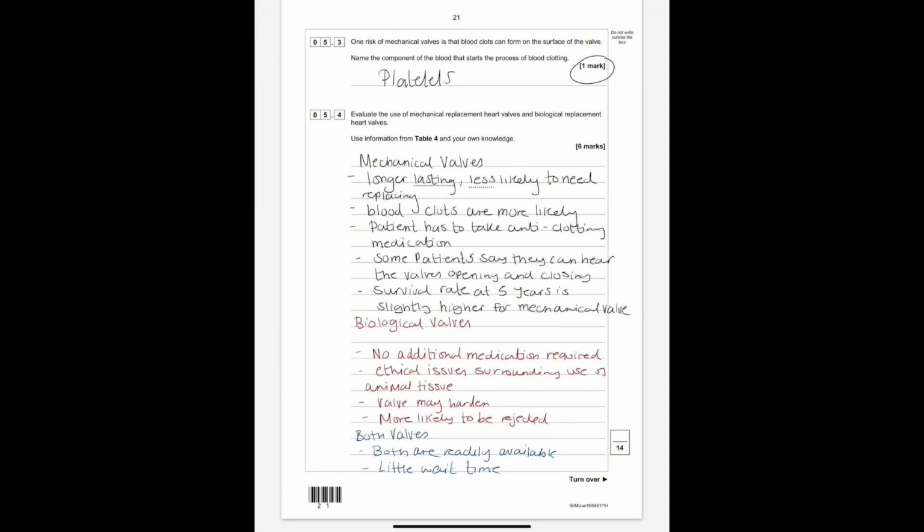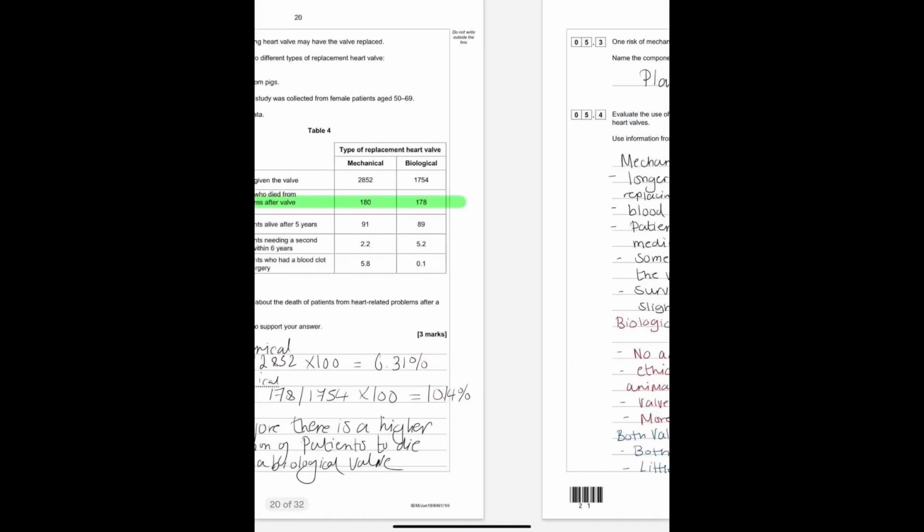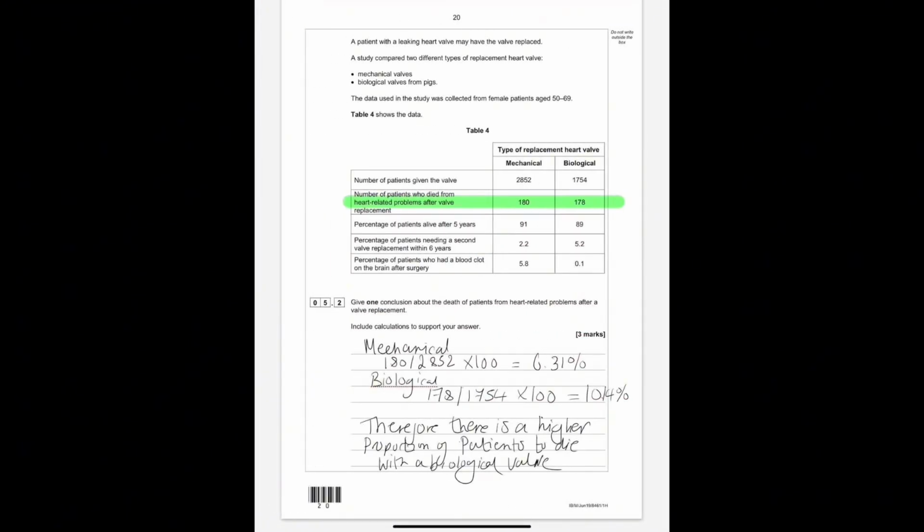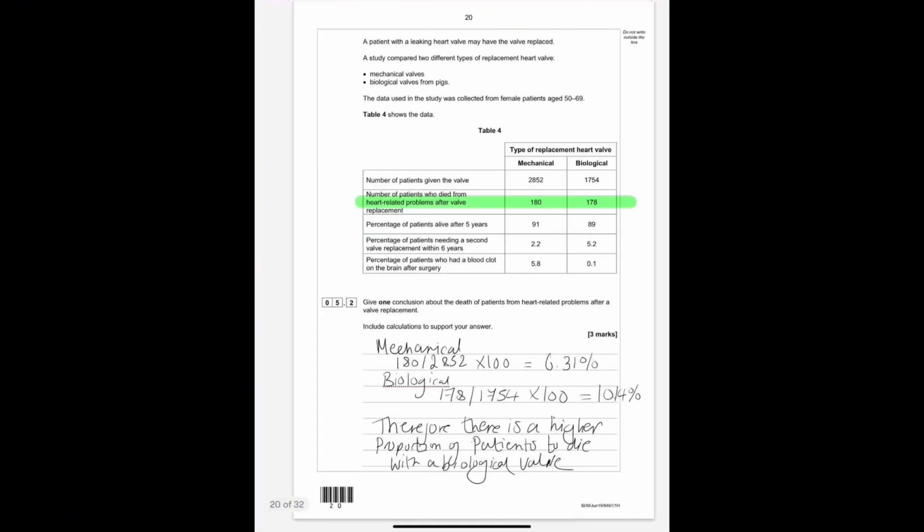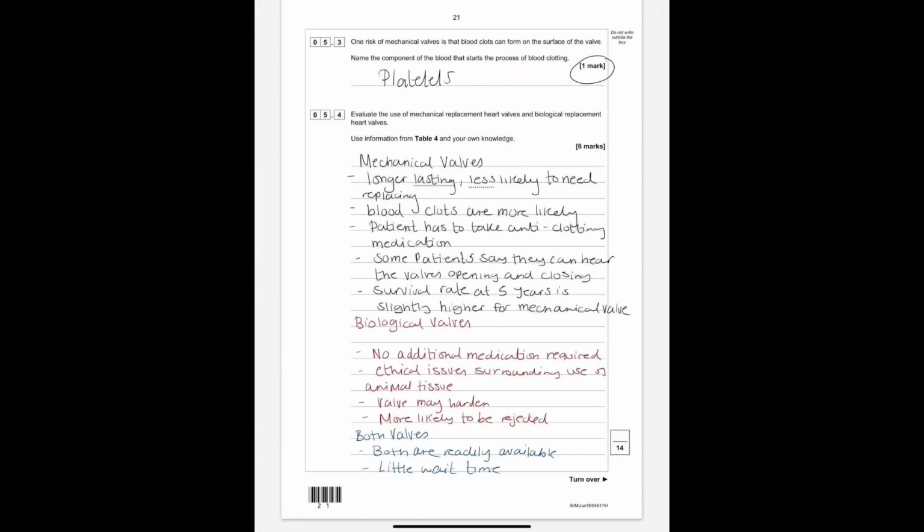Blood clots are more likely to happen. We can see over here, I think it states it over here. It's 5.8% of patients who have a blood clot on the brain after surgery. And then I've also written down patient has to take anti-clotting medication. Some patients say they can hear their valves opening and closing. Survival rate at 5 years is slightly higher for mechanical valve. Okay, these are all the possible points that I've written down for mechanical valves. And most of it is my own subject knowledge, and I am allowed to use information from table 4, but you need to back it up with your own knowledge.